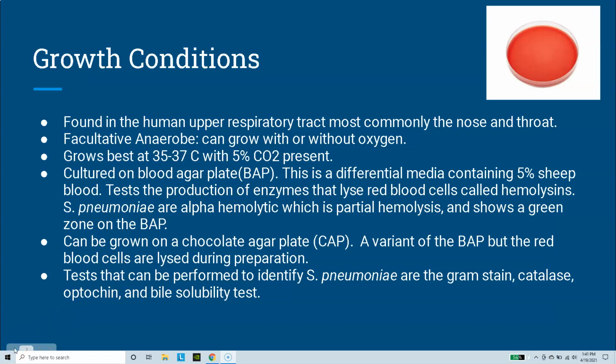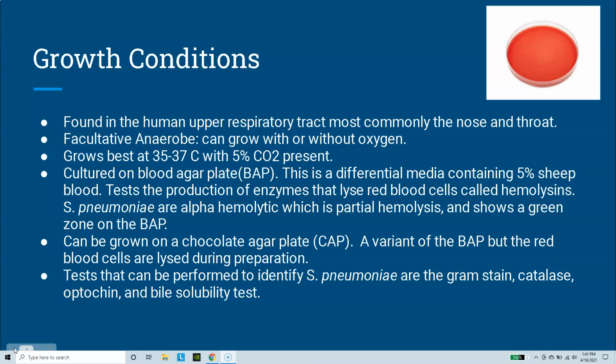Streptococcus pneumoniae is found in the human upper respiratory tract, most commonly the nose and throat. It is a facultative anaerobe, which means it can grow with or without oxygen. It does grow best at 35 to 37 degrees Celsius with about 5% CO2 present. It can be cultured on a blood agar plate. This is a differential media containing 5% sheep blood. This plate tests the production of enzymes that lyse red blood cells called hemolysins.